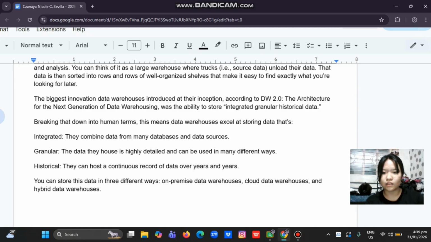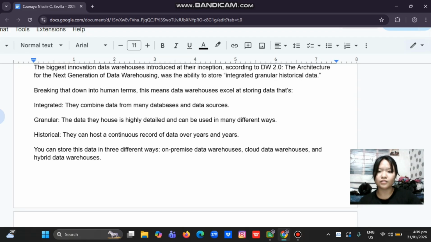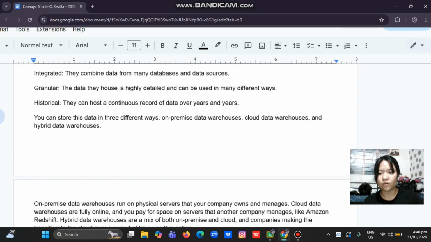The biggest innovation data warehouses introduced at their inception, according to DW 2.0: The Architecture for the Next Generation of Data Warehousing, was the ability to store integrated, granular, historical data. Breaking that down into human terms, this means data warehouses excel at storing data that's first, integrated. They combine data from many databases and data sources. Second, granular. The data they have is highly detailed and can be used in many different ways. Third, historical. They can host a continuous record of data over years and years.